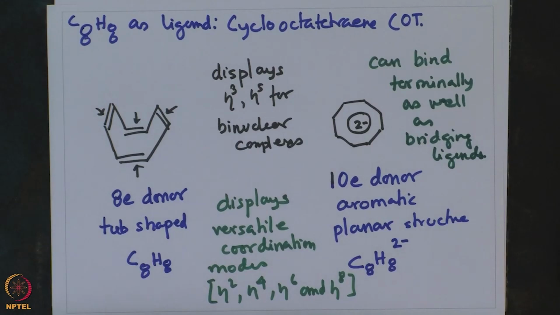So, what we see is not only in the structure it shows, but also in its ability to bind to the metal, where it can act like an 8 electron donor tub structure or a 10 electron donor planar structure. It can show a wide variety of binding modes in mononuclear complexes, which can vary from 2, 4, 6 and 8 depending on the number of carbon atoms that the metal is bound to, or it can even show odd hapticity like 3 and 5, and these are especially observed for dinuclear complexes. In addition, COT can also bind as a terminal ligand as well as a bridging ligand.